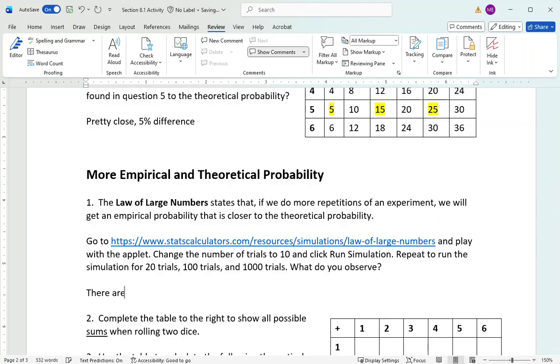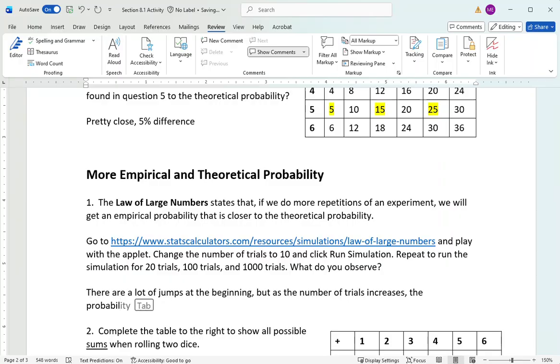So there are a lot of jumps at the beginning, but as the number of trials increases, the probability gets closer to 50% and levels off.